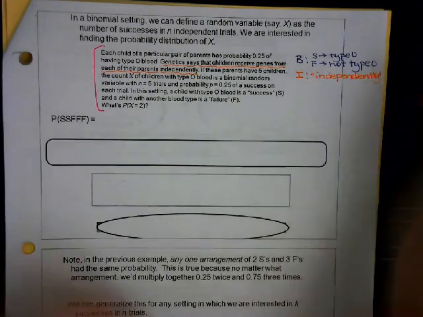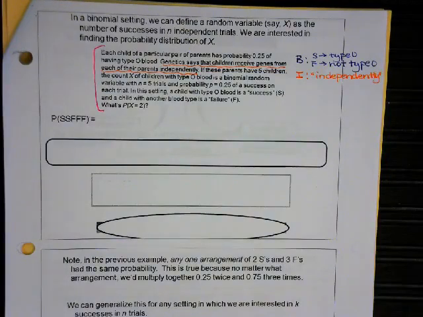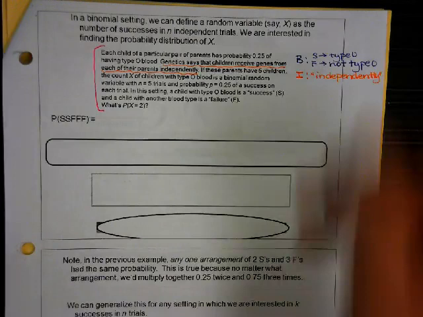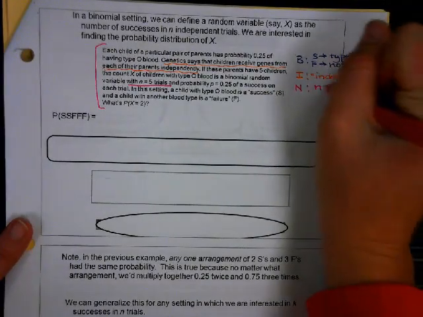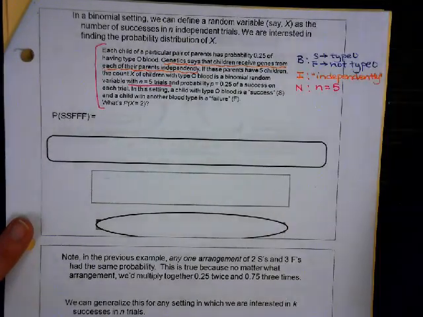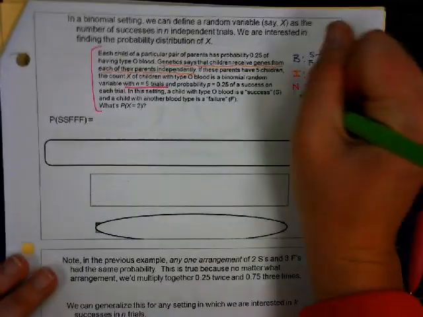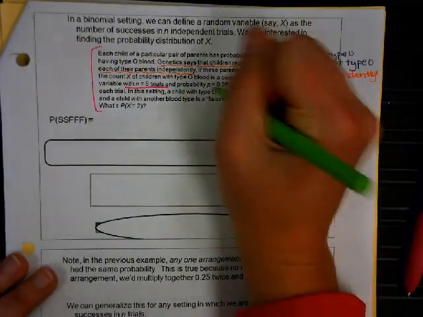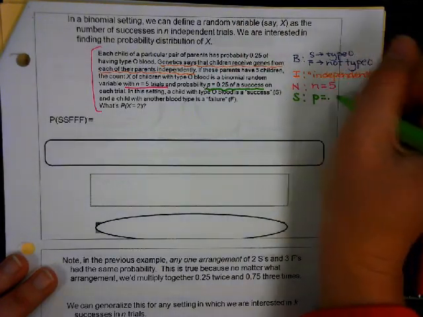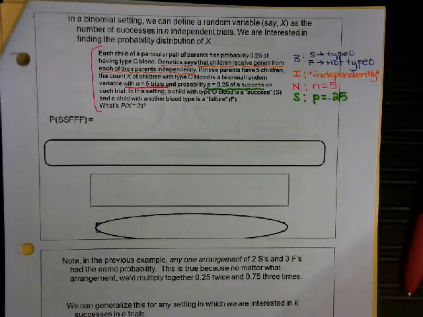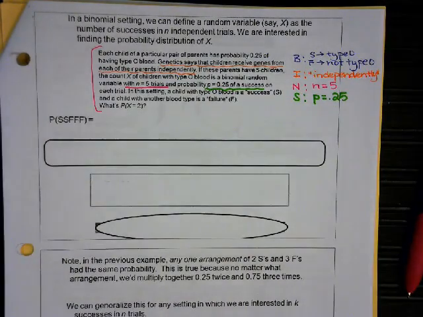N tells us that the number of trials are fixed, and they gave that to us in the paragraph. They also gave us P, the probability of success, is 0.25. So we want to find the probability that x equals 2. So 2 of the 5 children are successes.